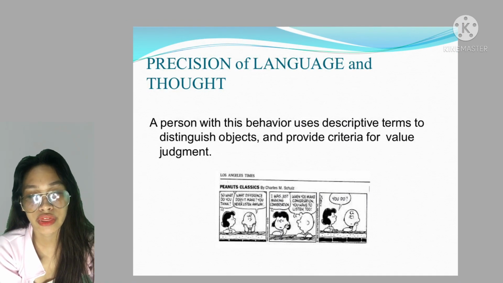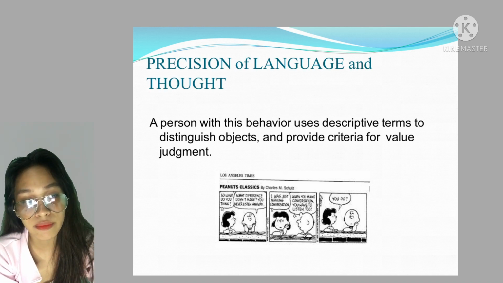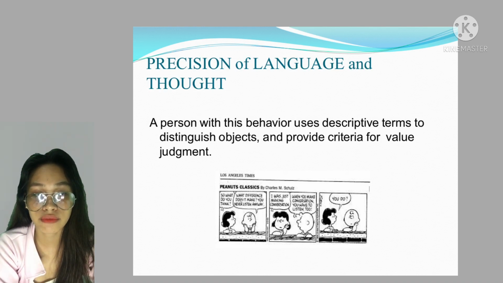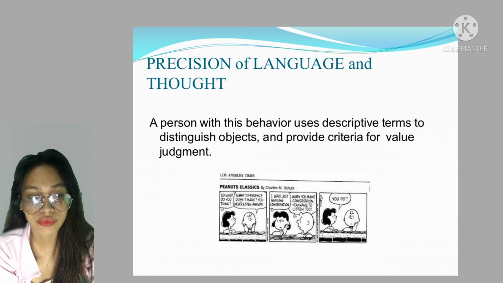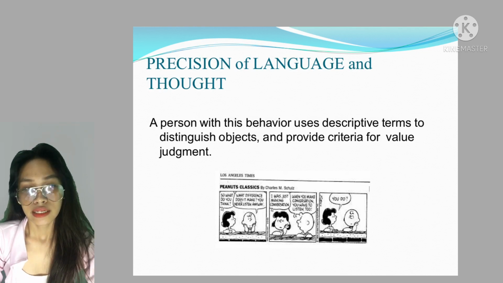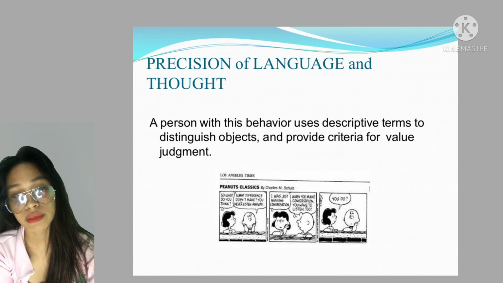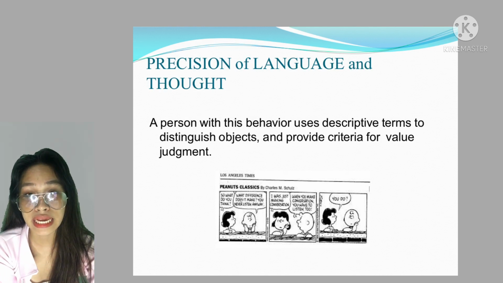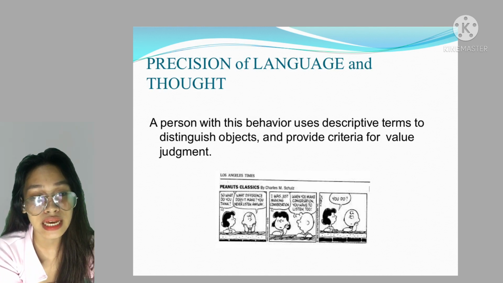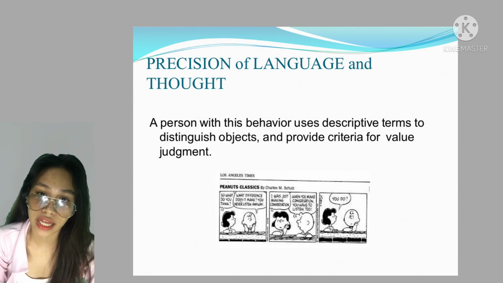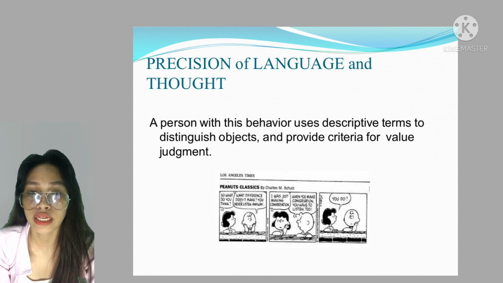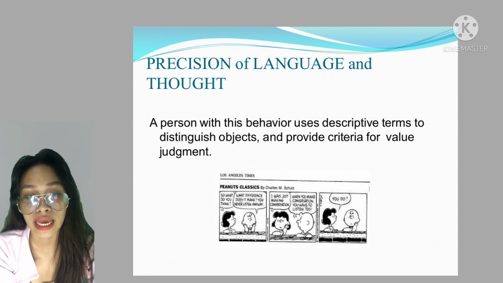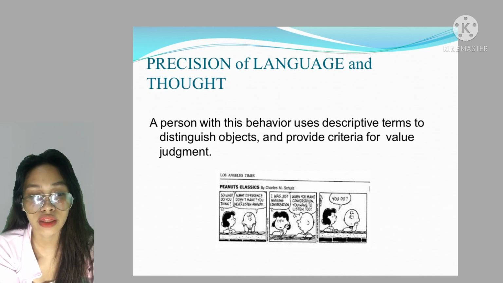Precision of language and thought. A person with this behavior uses descriptive terms to distinguish objects and provide criteria for value judgments. Precision of language means using correct words to convey the exact thought the speaker intends to communicate. In other words, by using precise language, the speaker can communicate actual thoughts and not something close to those thoughts.